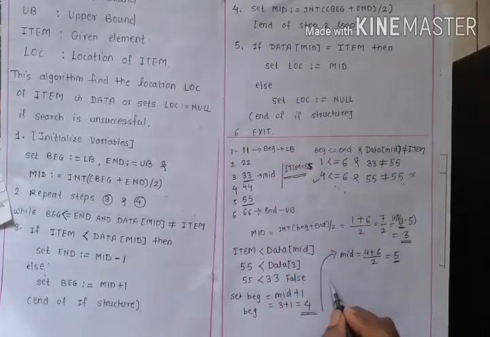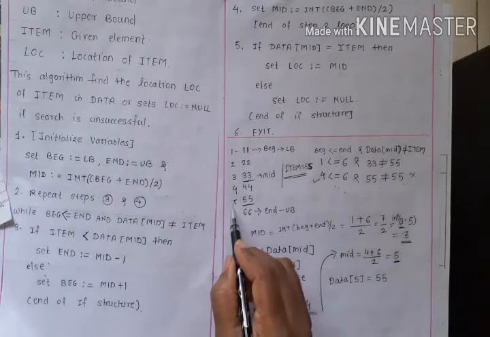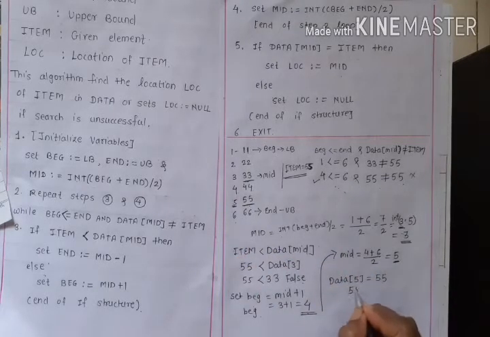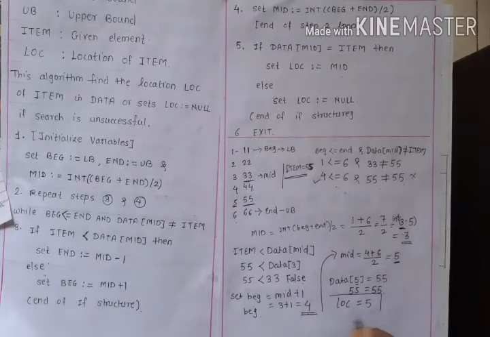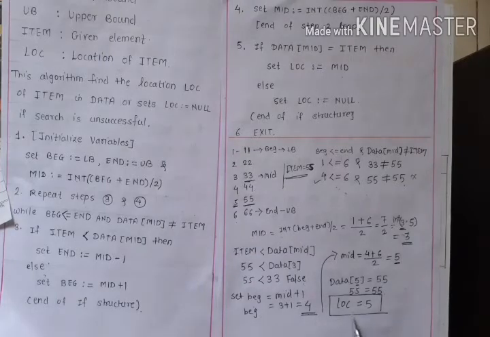Okay. What is the fifth step? Data of mid 5 is equal to atom 55. Data of 5, in the fifth location, which element is stored? 55. Then 55 is equal to 55. Then what is the location? Location is equal to mid, meaning 5. The location of 55 is 5. Answer is getting location. Print the answer: location is equal to 5.